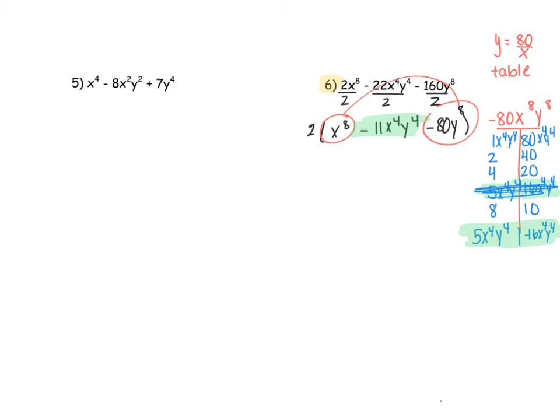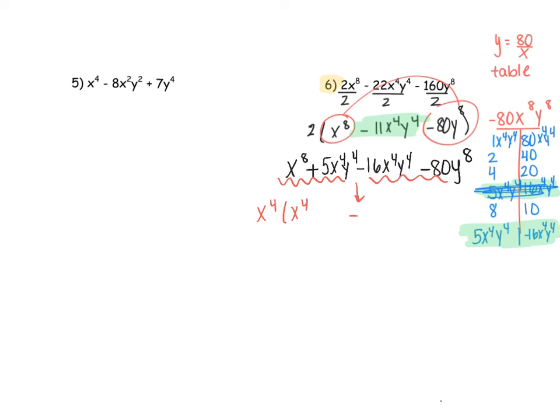So I'm going to bring down my first term, which is x to the 8th. Bring down my negative 80 y to the 8th, and I'm going to fill the middle with a positive 5x to the 4th y to the 4th minus 16x to the 4th y to the 4th. So I bring down my first two and my second two, and I bring down the middle sign. So I group the first two. My GCF is x to the fourth, and I'm left with x to the fourth plus 5y to the fourth.